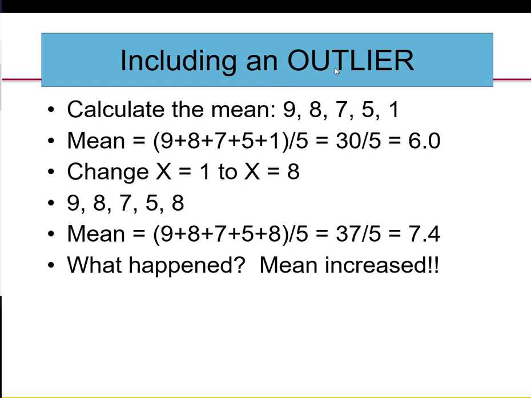So when we include an outlier, the mean increases. So if I have 9 plus 8 plus 7 plus 5 plus 1 divided by 5, that's 30 divided by 5, which is 6. So the mean is 6. If I change this 1 to an 8, my average goes up. So anytime you have an outlier, it affects the mean.